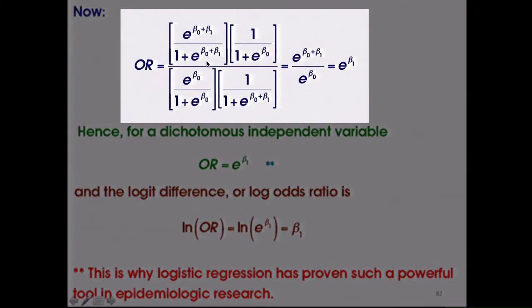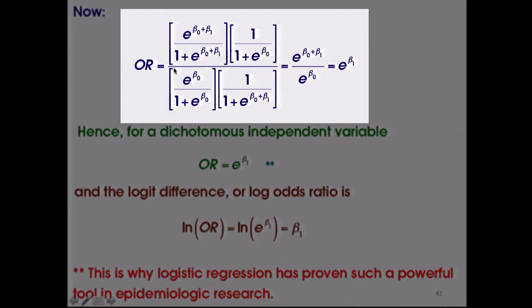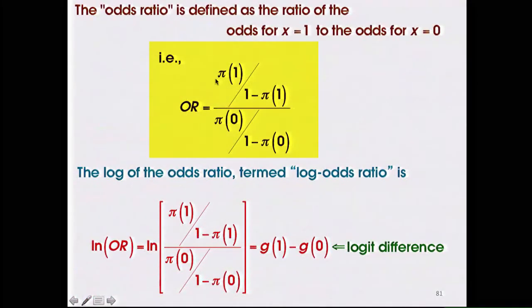So here we have this. Here is pi of 1. This is the probability that someone who's exposed gets the disease, times the probability that someone who is not exposed doesn't get the disease, divided by the probability that someone who is not exposed gets the disease, times the probability that someone who is exposed does not get the disease. I basically took this expression and simply plugged in the expressions for these probabilities into this formula, and I got this.